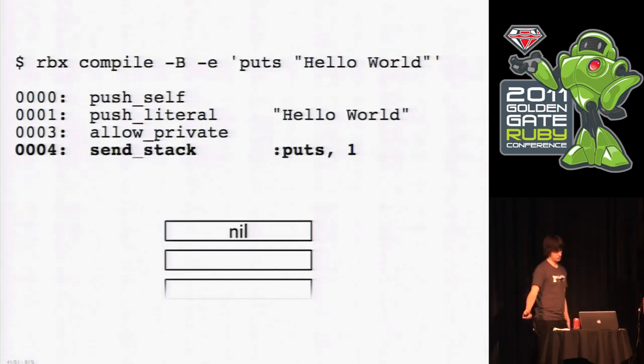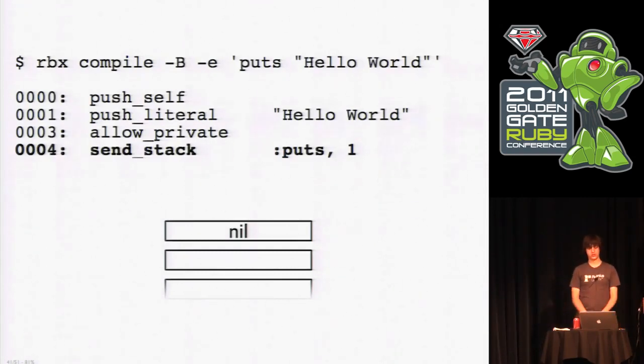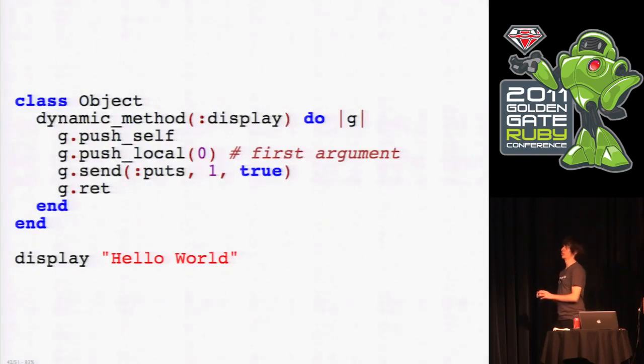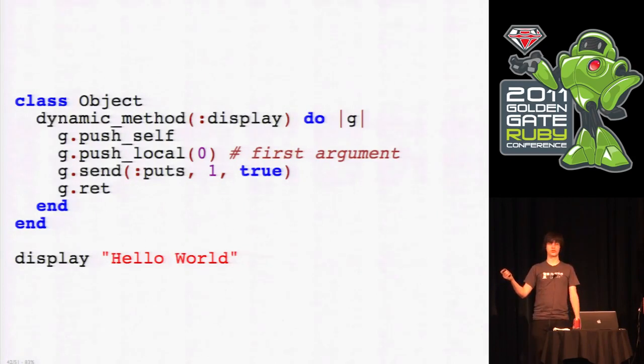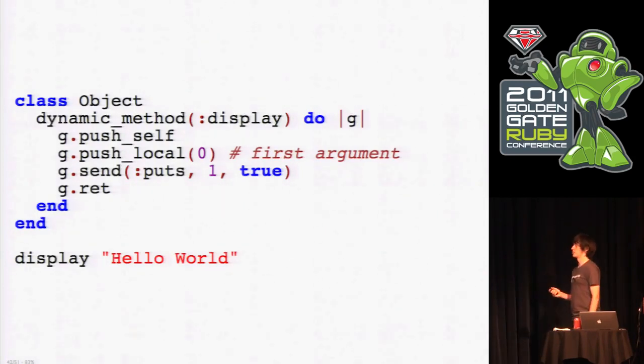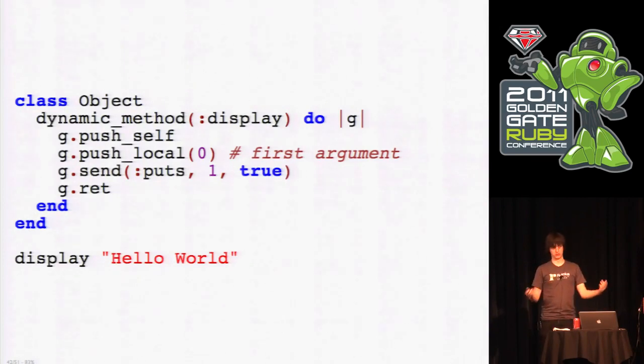An easy way to generate bytecode is using the dynamic method which Rubinius supplies to you. It's kind of like define_method if you ever used that, but instead of storing the block for later, it executes it right away, passing a bytecode generator to it, which you can actually use to, well, generate bytecode.